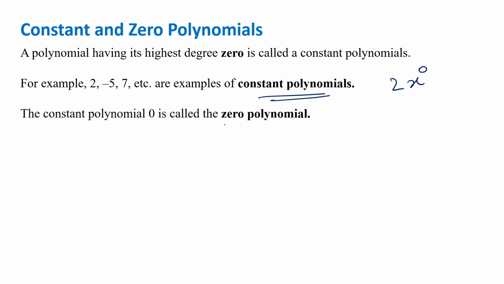Now if I talk about the degree of a zero polynomial, it is 0, and if you multiply it by any power of the variable, like 0x raised to power 2, or 0x raised to power 99, or 0x raised to power 36, the final answer becomes 0. So actually we cannot exactly define the degree of the zero polynomial, because whatever the degree is, the final answer will be 0. So the degree of a zero polynomial cannot be defined.